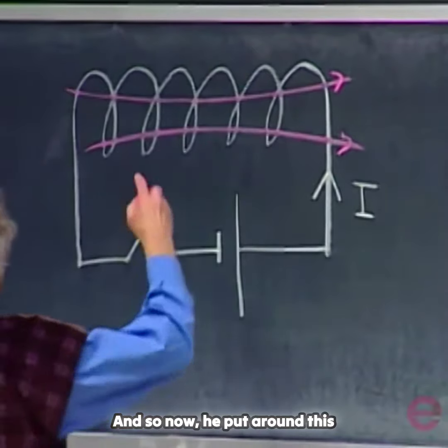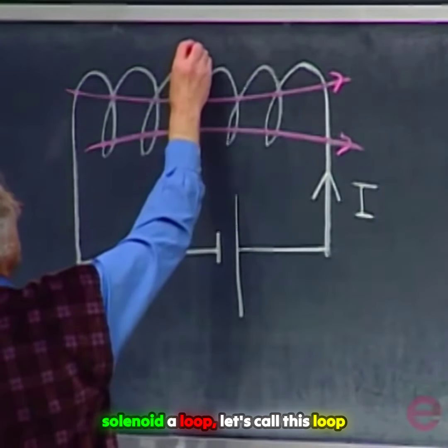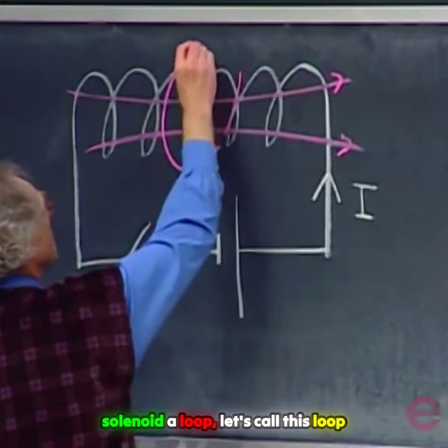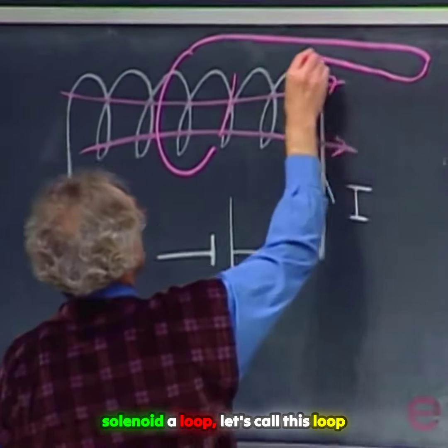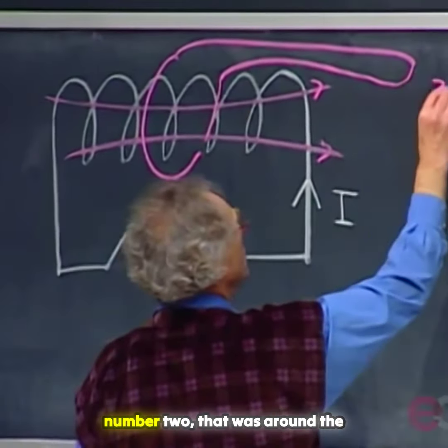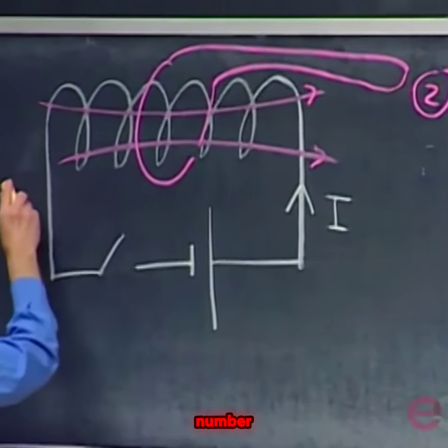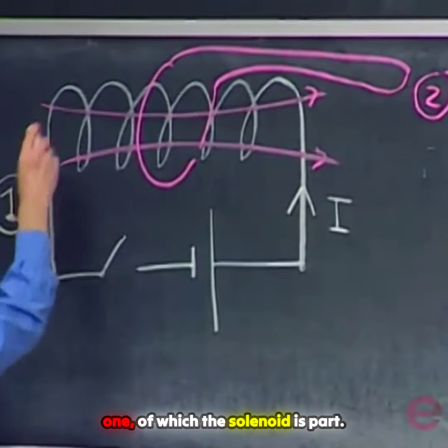And so now, he put around this solenoid a loop. Let's call this loop number 2. So it was around the solenoid. And let's call this loop number 1, of which the solenoid is part.